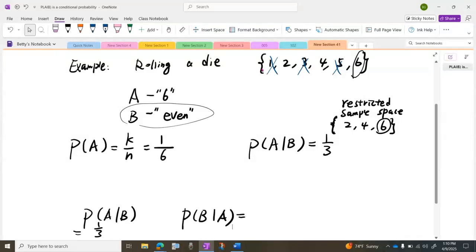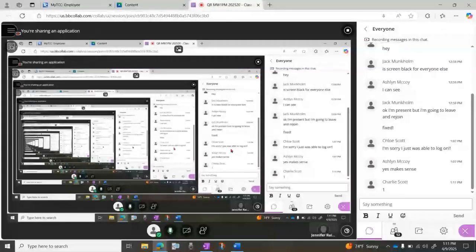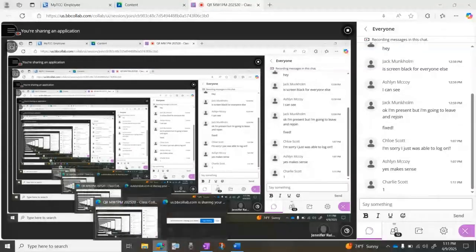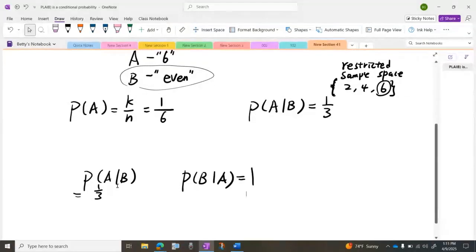What do you think? We already know we got a number 6. What's the chance of getting an even number? Yes, exactly. Perfect. It is 100%. We already know it is a 6, and 6 is even, right? And those two, as you can see, are different. In general, those two represent two different conditional probabilities.